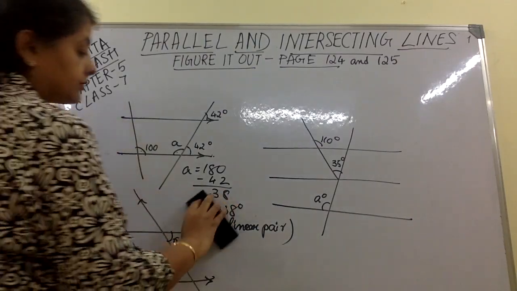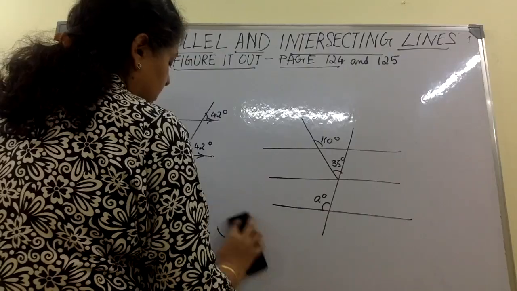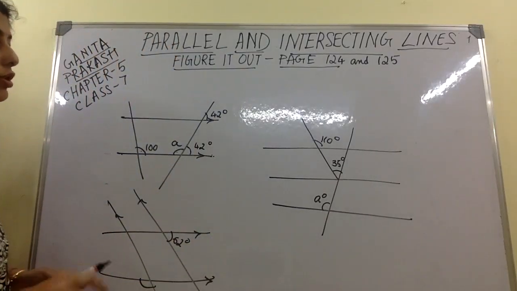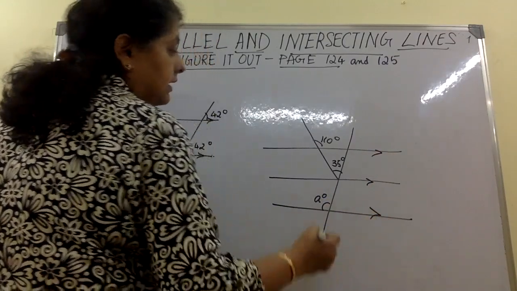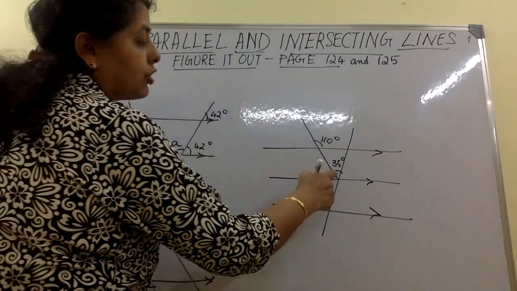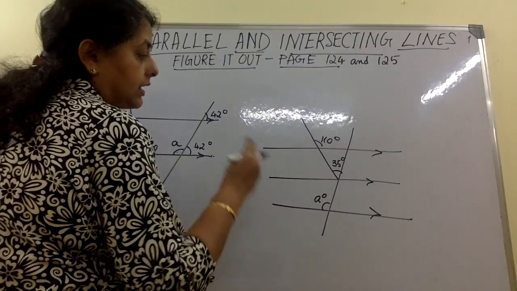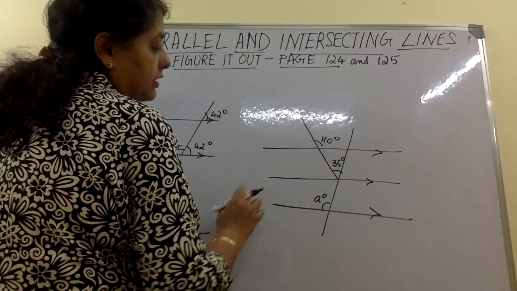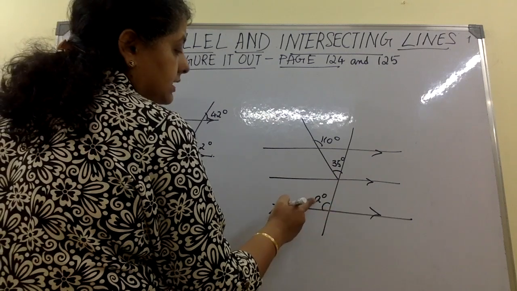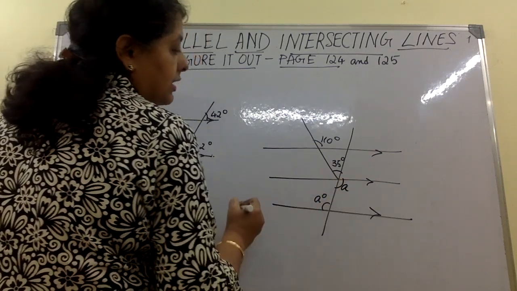The next question, where they want us to find angle A. Again, these three lines are parallel. Let's see what we can do. This small angle over here is 35 degrees. Now, how to proceed with this question? If this is angle A, remember this angle is also angle A.